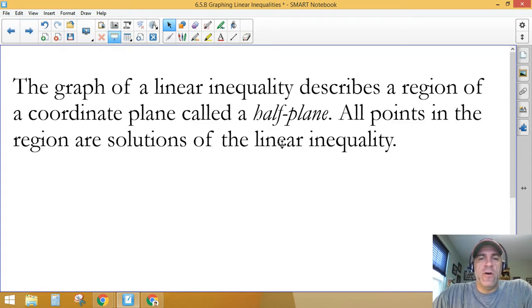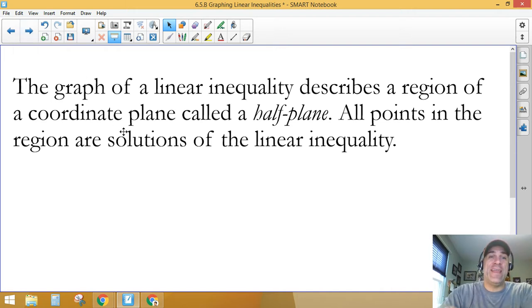So the graph of a linear inequality is called a half plane. The graph of a linear equation is a line. So the graph of a linear inequality is a combination of a line and shading. And that's why it's called a half plane. A plane is a geometric term you'll learn more about next year, but it's pretty much a two-dimensional surface that goes on forever. And this is half of that. Not necessarily if you cut it in half exactly, but that's just what it's called.